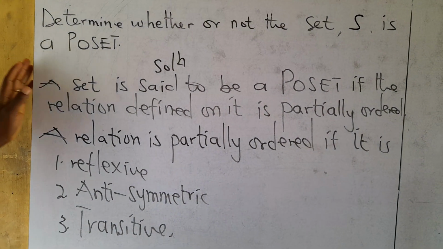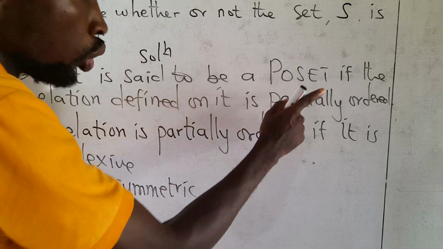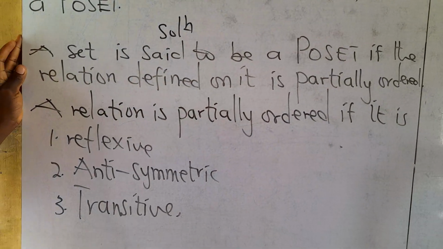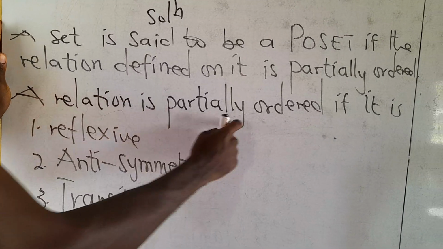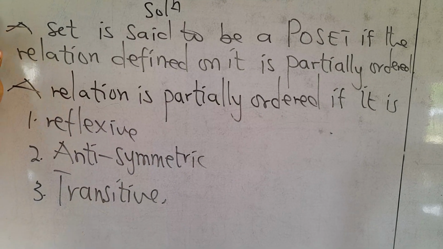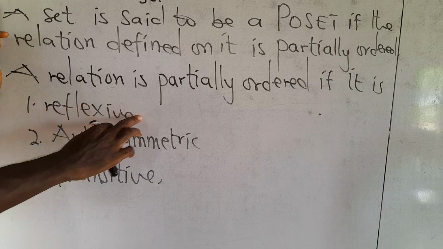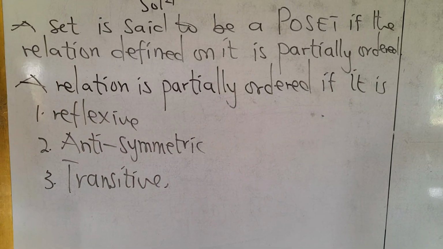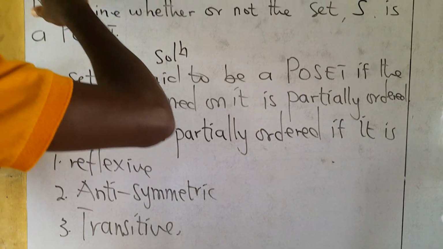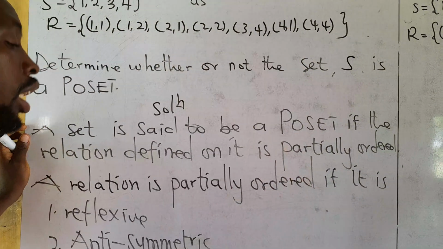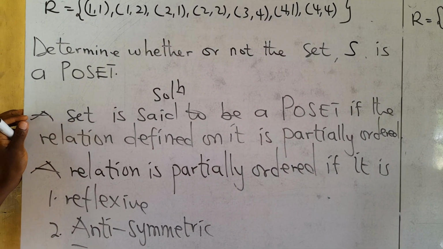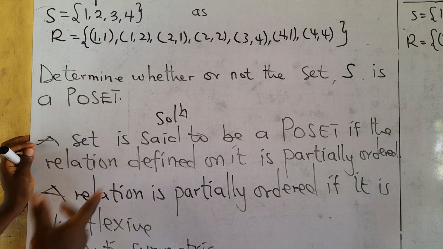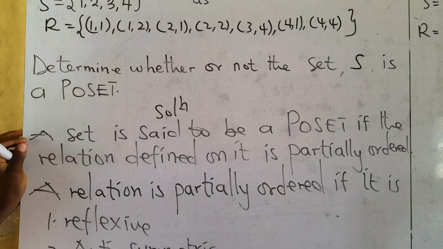So we said that a set is said to be a POSET if the relation defined on the set is partially ordered. And a relation is partially ordered if it satisfies three properties: that it is reflexive, it's antisymmetric, and it is transitive. So what we are going to find out is whether this relation R is a partially ordered relation. If it is partially ordered, then the set S is also a POSET because the relation is defined on that set.